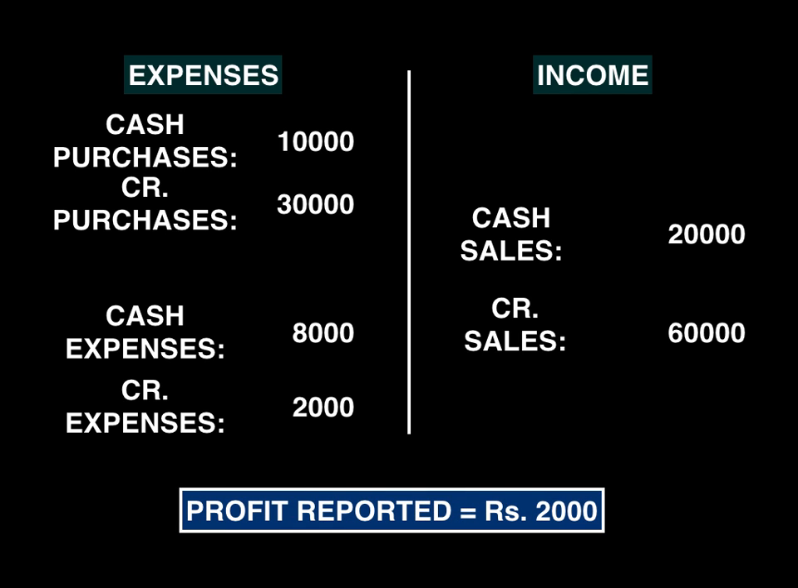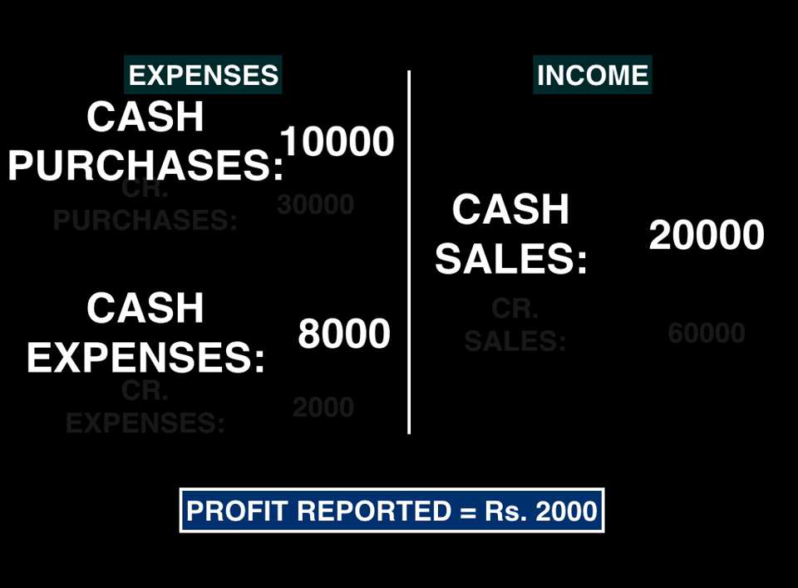How is that possible? How was profit 2,000? Just observe the facts carefully. How did they calculate that? Just observe this now. If you ignore the credit transactions and if you take into consideration only the cash transactions, you get profit as 2,000. See here, if I ignore the credit transaction and I take into consideration only the cash transaction, so 20,000 minus 18,000, the reported profit comes to 2,000. So that's what these guys did. They ignored the credit transaction and took into consideration only the cash transactions, right?